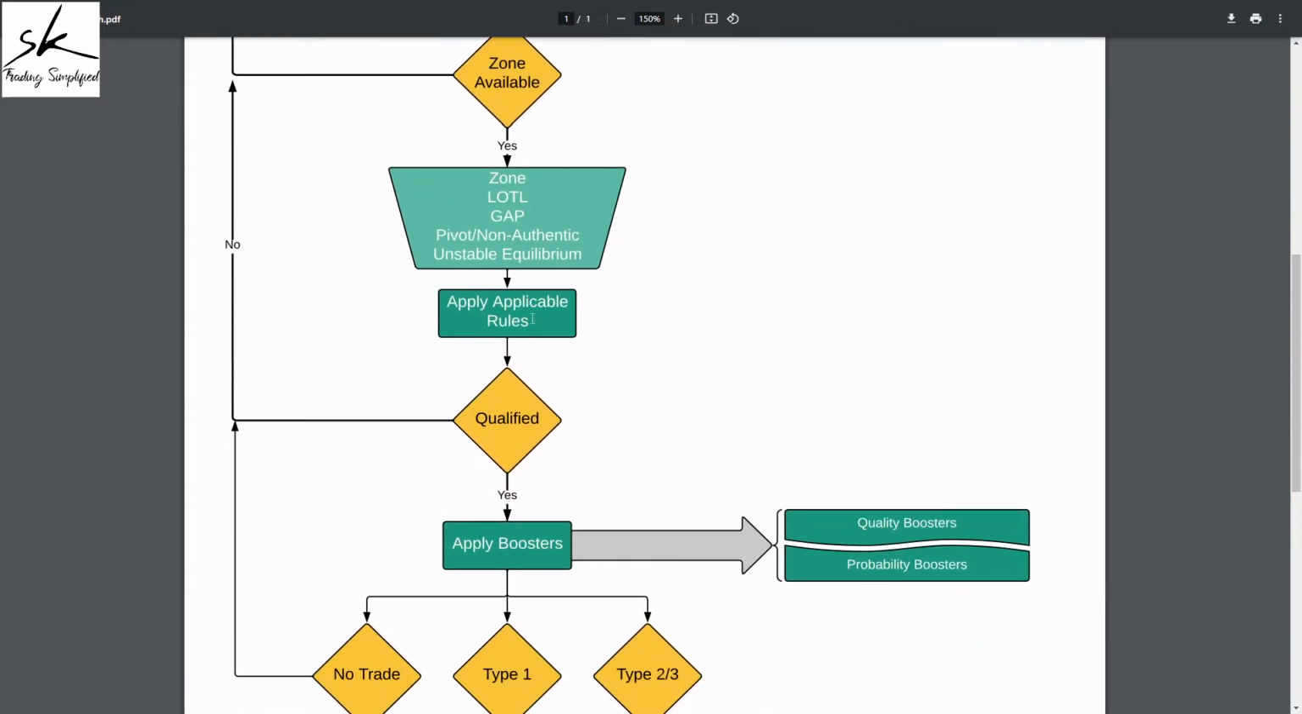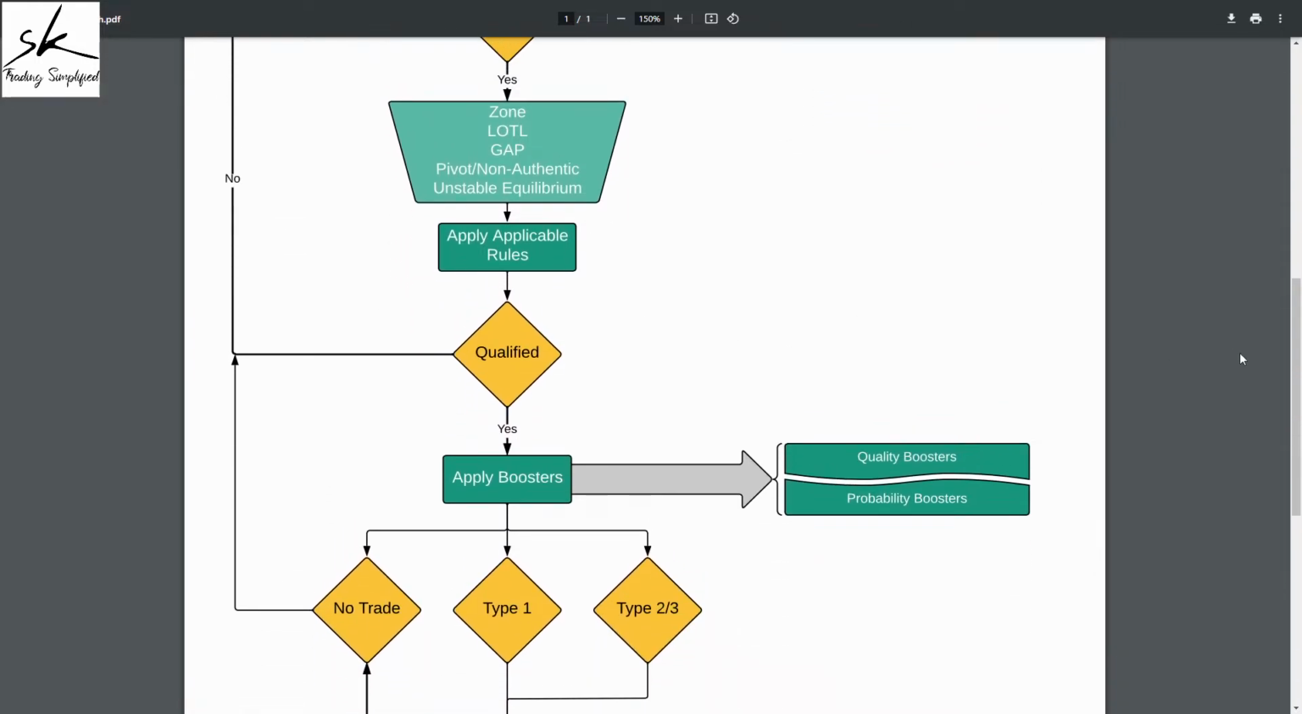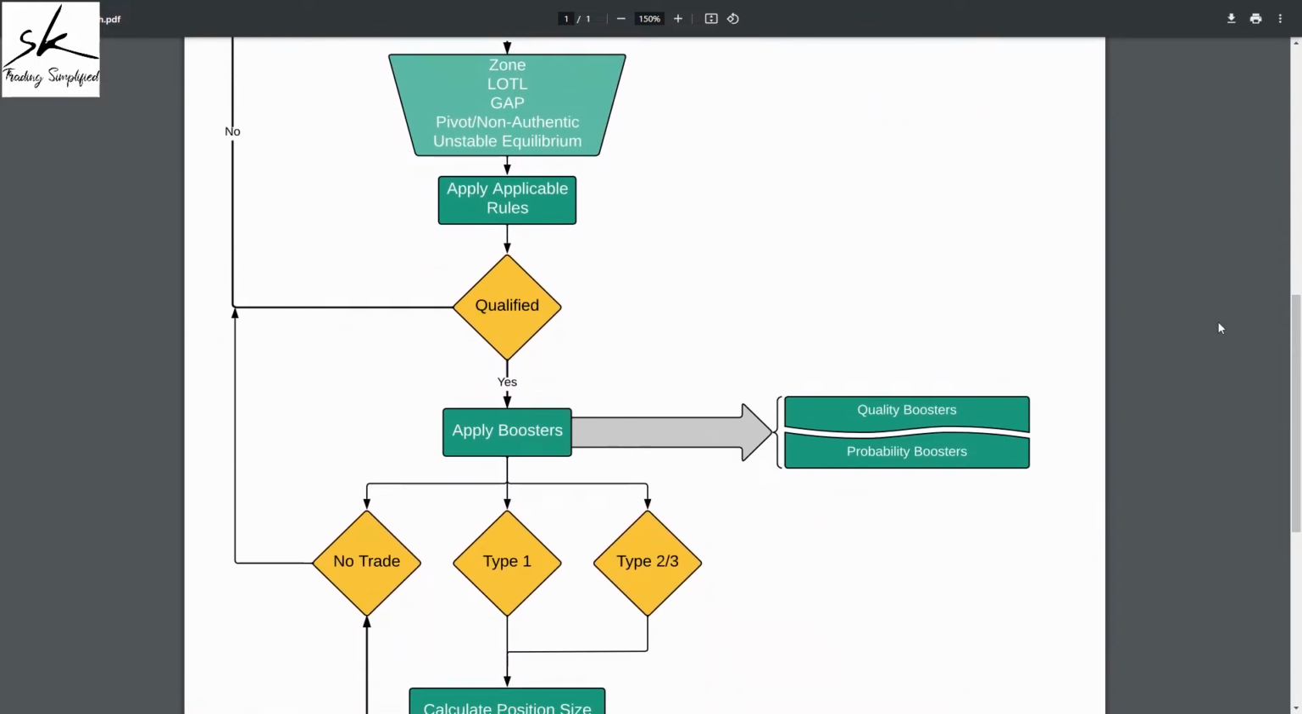Do we have a zone available? Answer is yes. Now, once you have identified the zone, does not mean you can blindly trade it. The next step is to qualify it, for which we'll have a two-step process. Step 1 will qualify it based on certain conditions. Step 2 will qualify it based on the booster scoring.